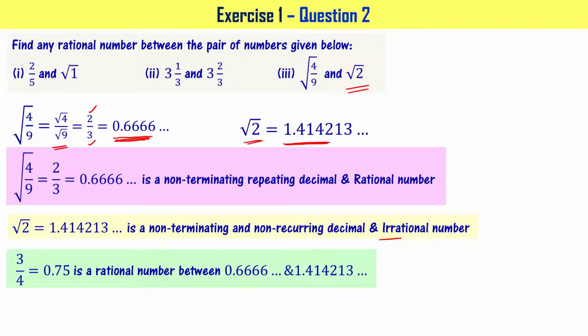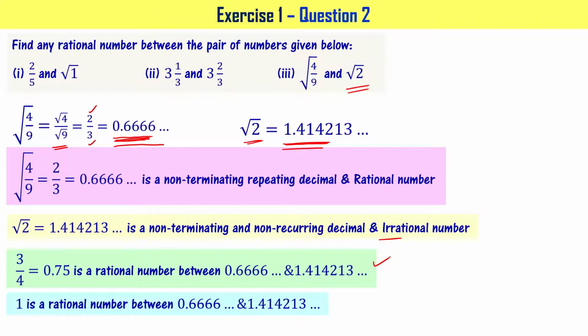We know that 3 by 4 is 0.75, right? It is a rational number and it comes after 0.666 and so on, and it comes before 1.414 and so on, right? This can be one of your answers. For example, you can use 1 also as an answer because 1 also comes in between these two numbers, 0.666 and so on, and 1.414 and so on, right? Similarly, you can write as many numbers you want. Got it?